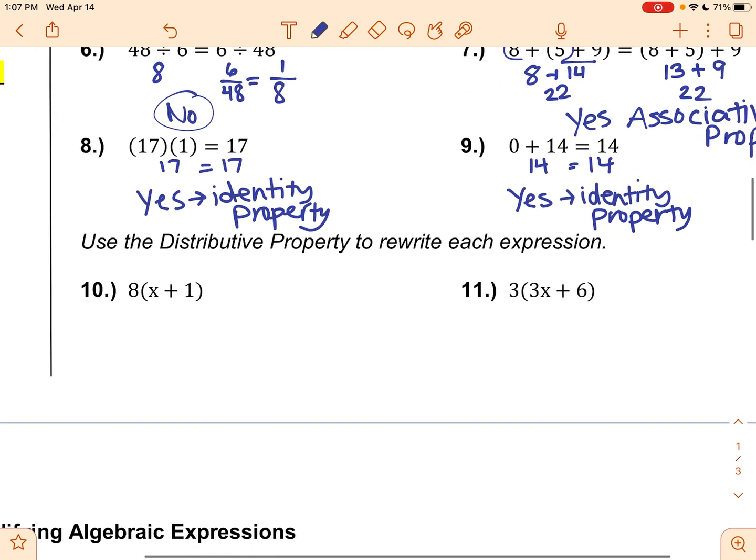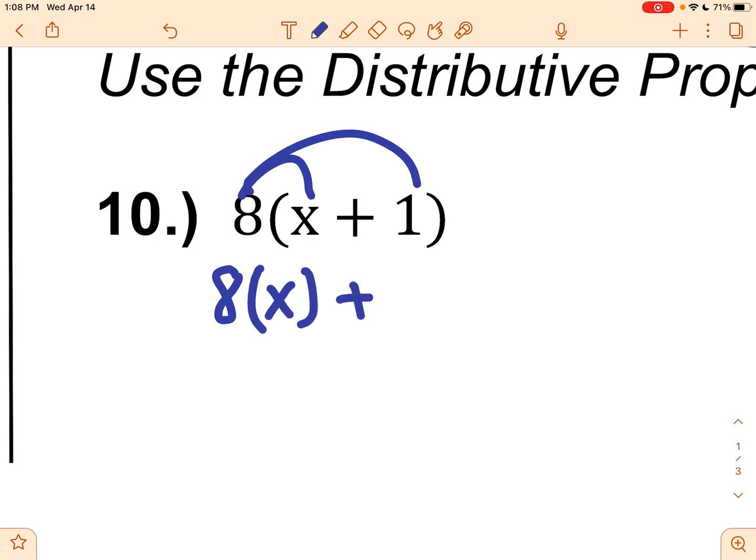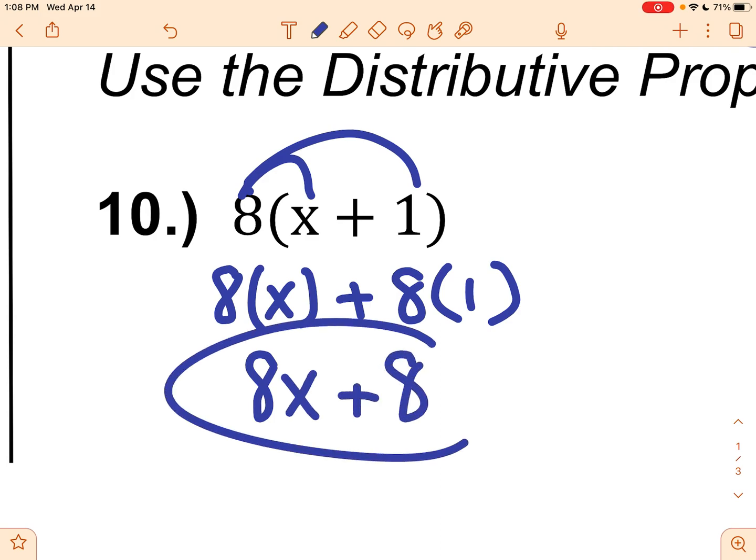Moving on to number 10, use the distributive property to rewrite each expression. Alright, so remember to use the distributive property. It's like creating your rainbow. You're taking 8 times x plus 8 times 1. So 8 times x plus 8 times 1. 8 times x is just 8x. Plus 8 times 1 is 8. So that's your answer.